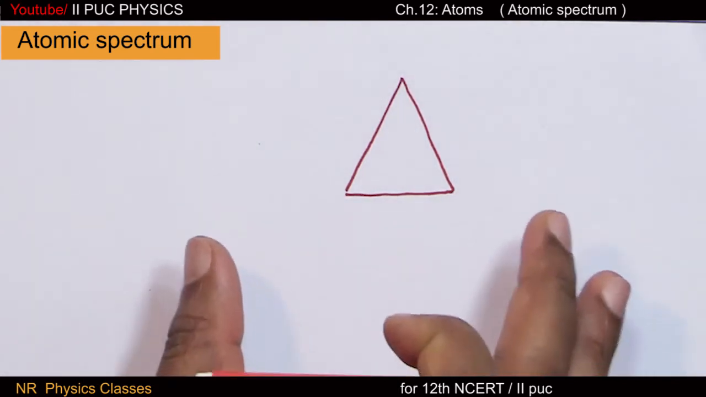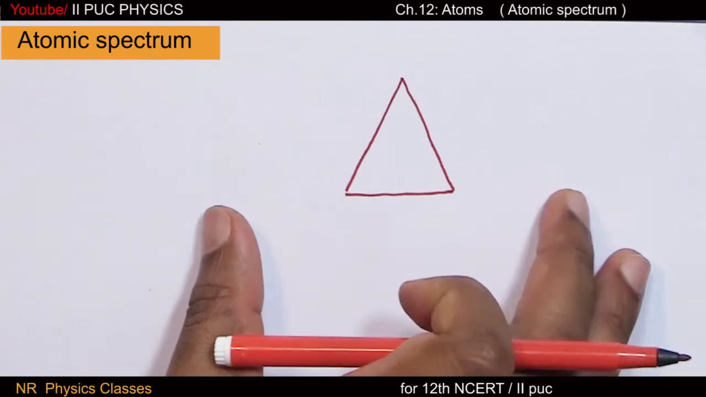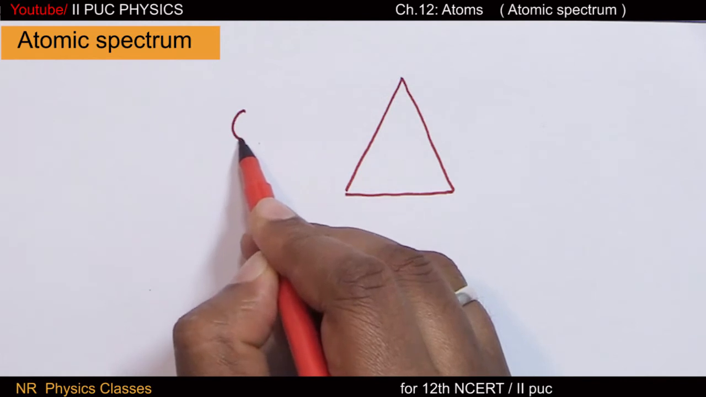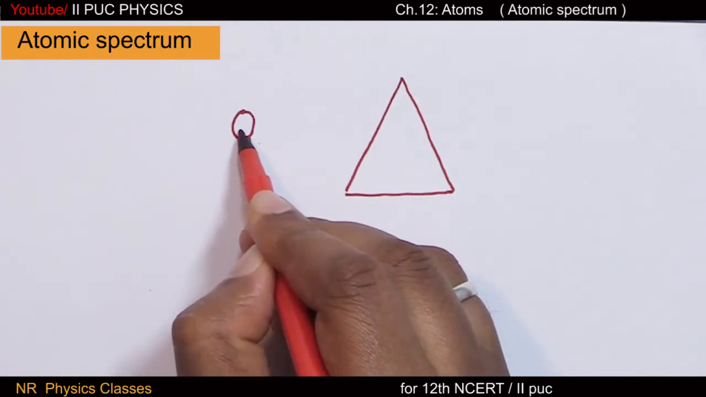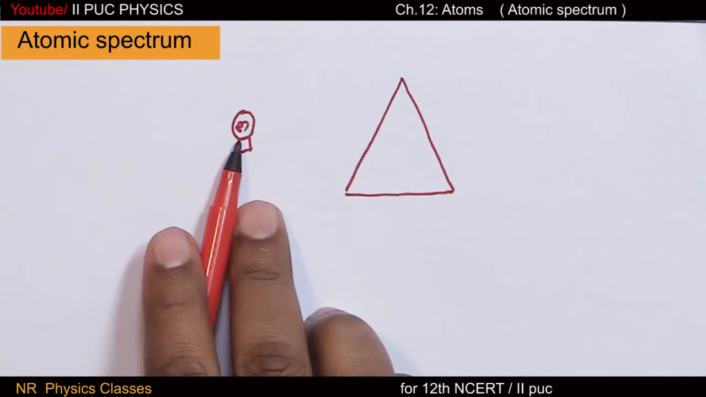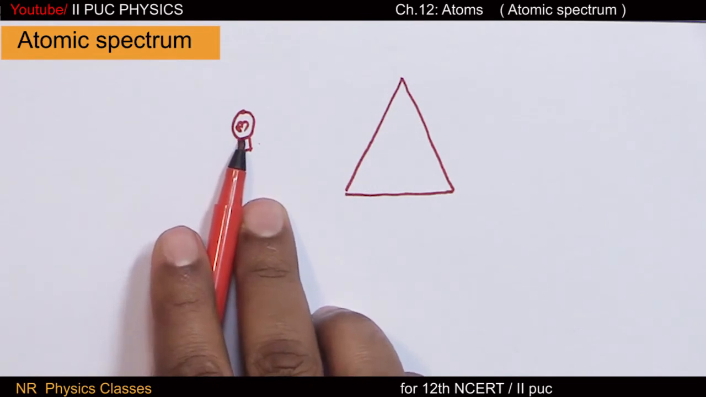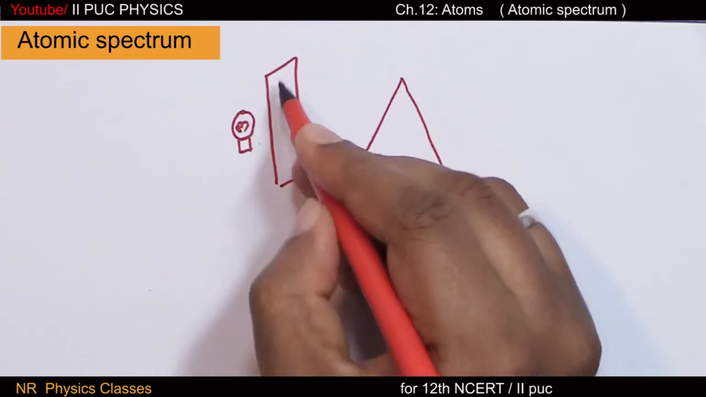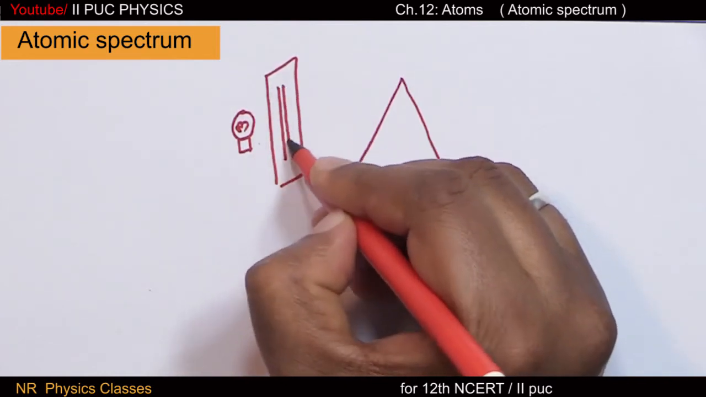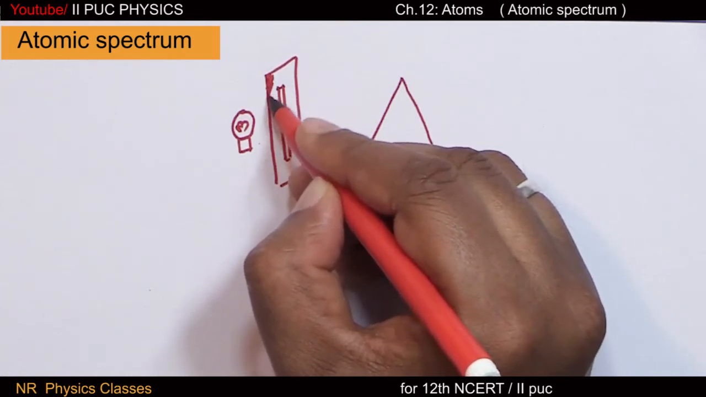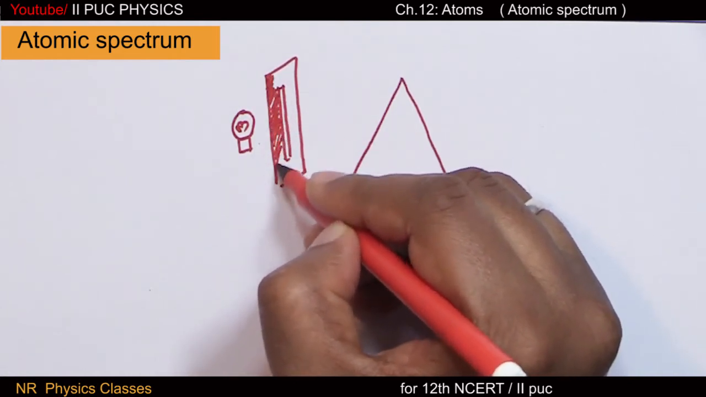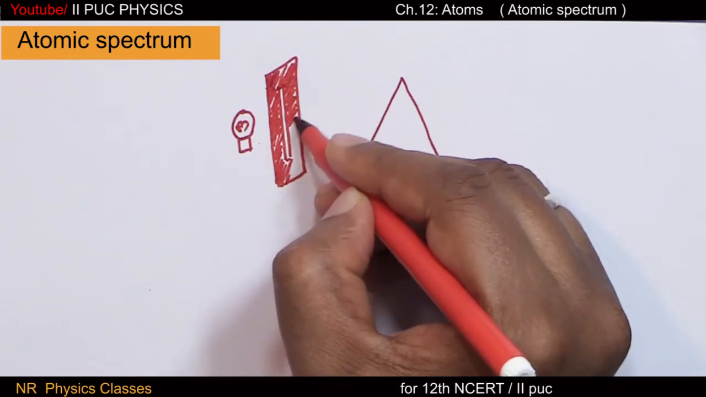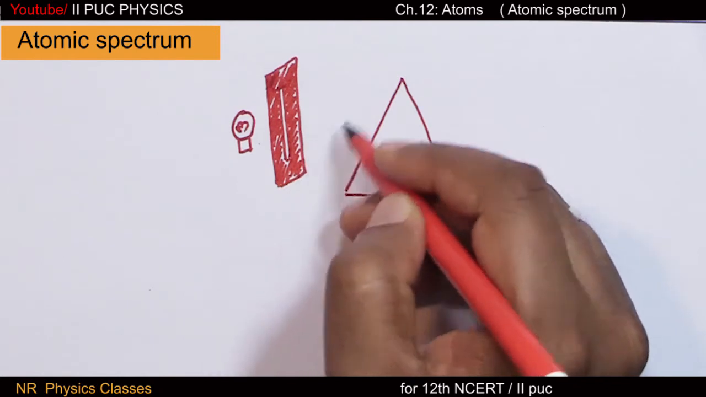Now let me show you the schematic representation of obtaining spectrum. This is a source, filament lamp, tungsten filament lamp. This is a cardboard, and here cardboard is cut. This is cut portion, which is called slit. So there is a slit in the cardboard which will allow light to pass, and all other light is cut off by the cardboard, isn't it?